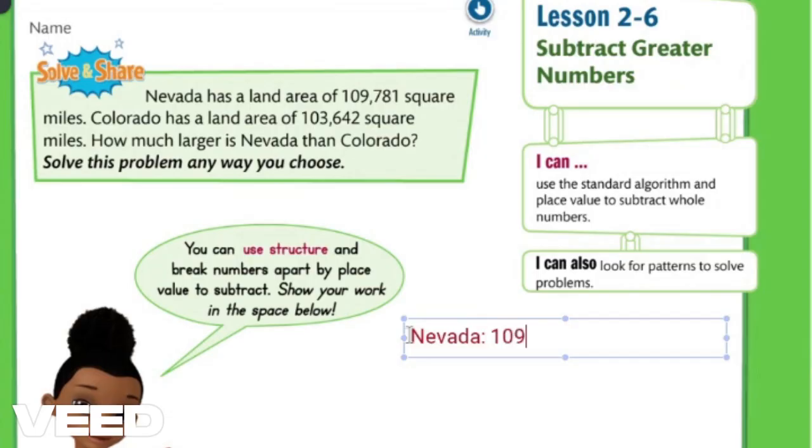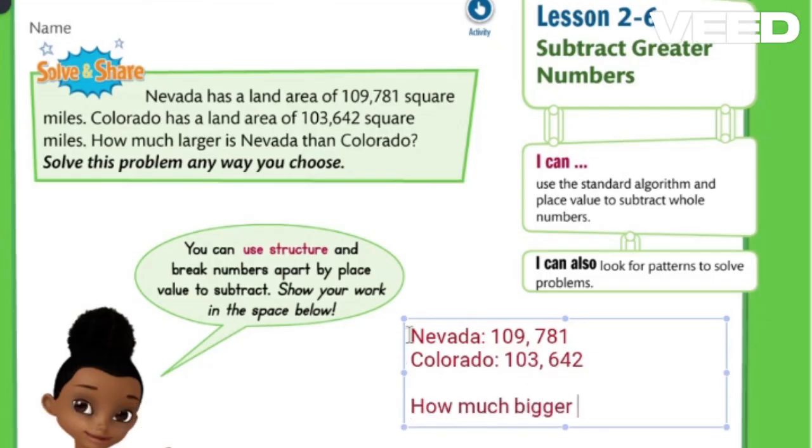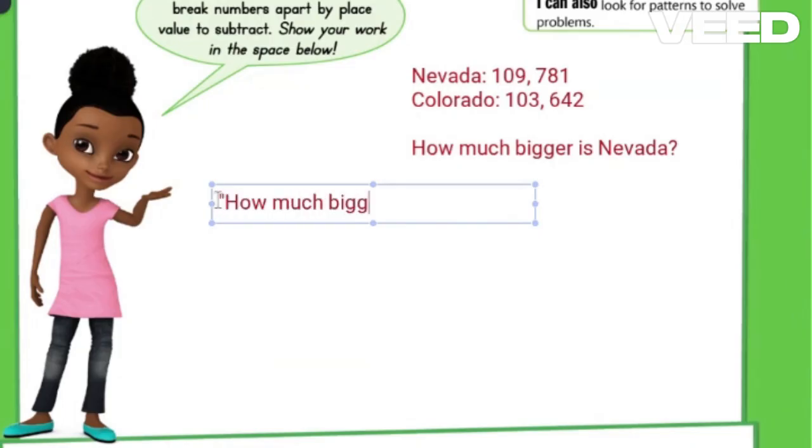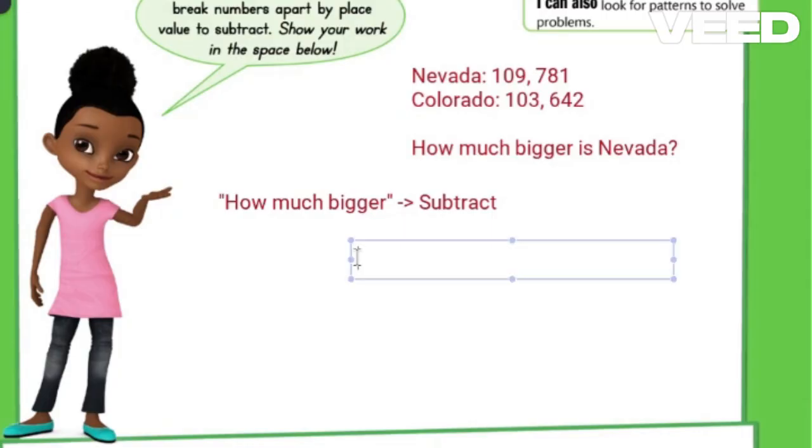So let's take some notes here in our book. We see that Nevada has an area of 109,781, and Colorado has an area of 103,642. The question is asking how much bigger is Nevada? We know Nevada is the bigger number, but how much bigger? The key is to know that how much bigger usually means we should subtract. So let's subtract the Colorado area from the Nevada area.